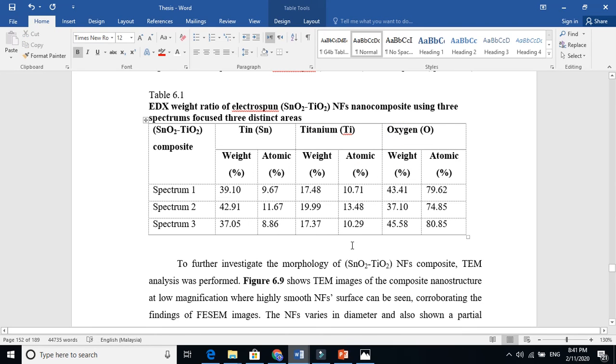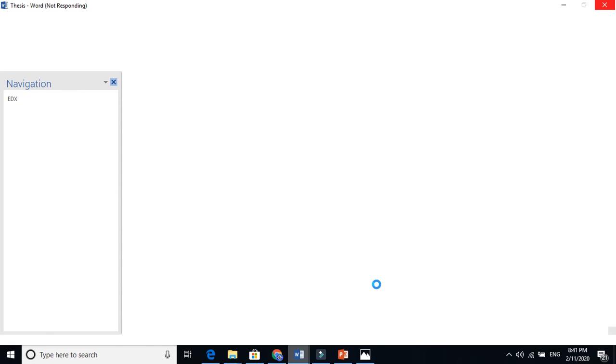So this is how we interpret EDX analysis in your thesis or in your research article.